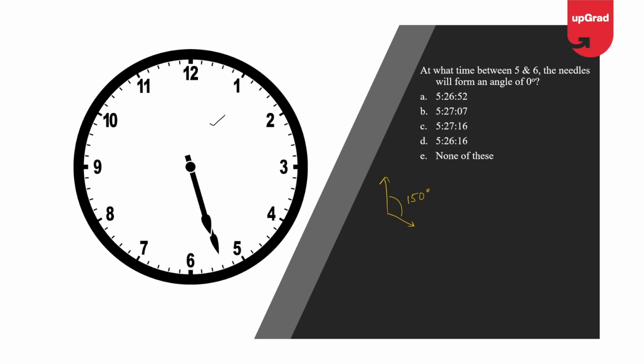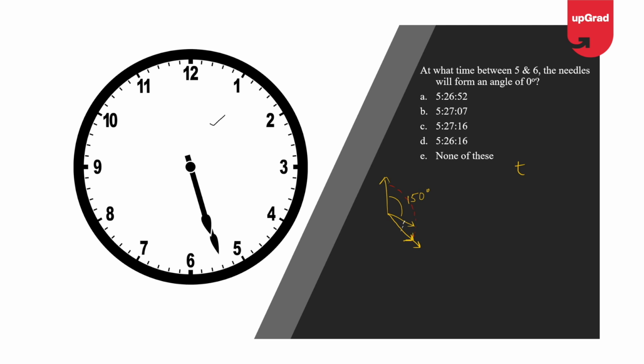Those who do not know how I calculated this 150 degrees, I would again recommend you to watch the previous part of clock. Now this is 150 degrees. For these two needles to overlap, in some t time, this minute hand will travel from here to a certain point, somewhere here. And similarly, this hour hand will travel from here to here, which means your overlapping will happen somewhere here.